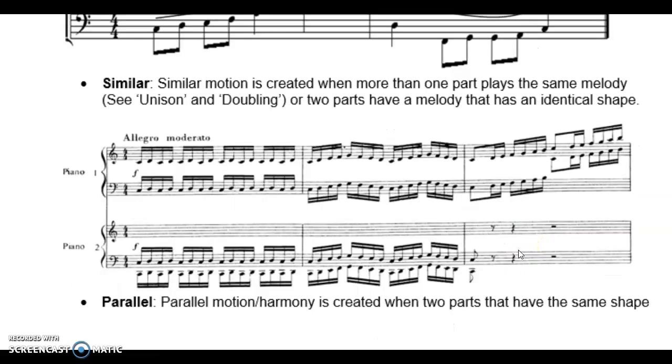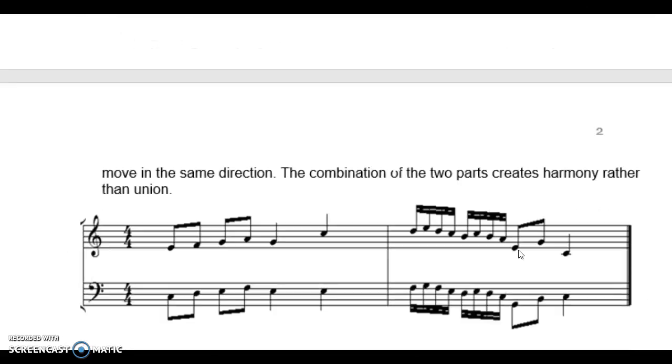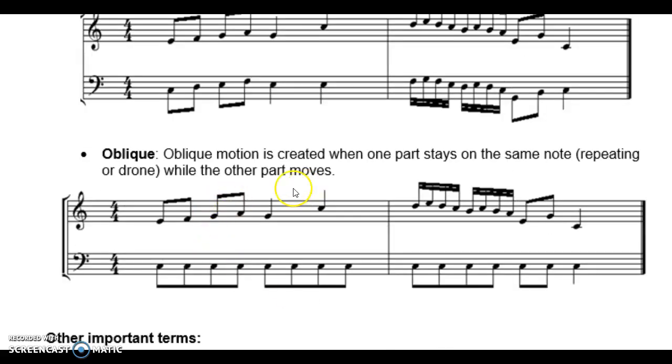Parallel motion is created when two parts have the same shape, but they move in the same direction and they have different notes, so they create harmony. One plays E, F, G, A, G, C, and the other one plays C, D, E, F, E, E. So most of the time they move in parallel motion, but they don't have the same notes. Oblique is when one part stays on the same note the whole time, like a drone, repeating note, and the other part moves. So it's important that you understand.